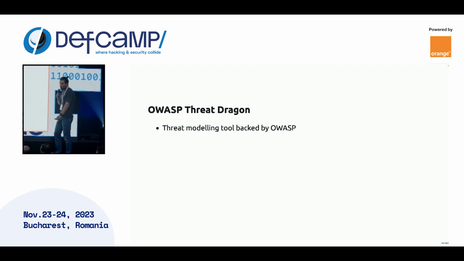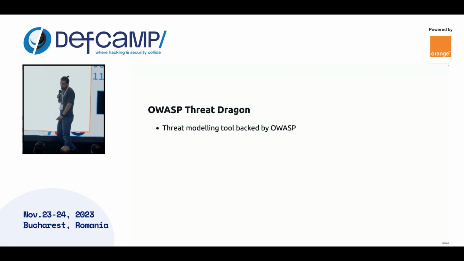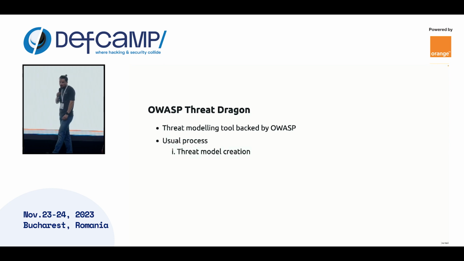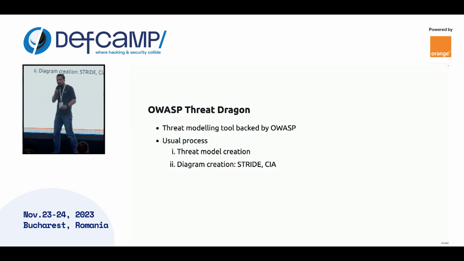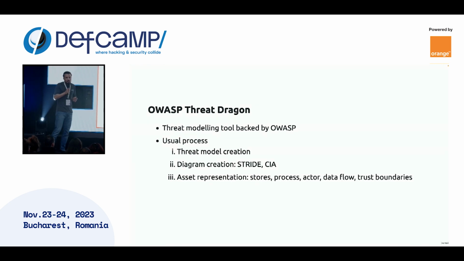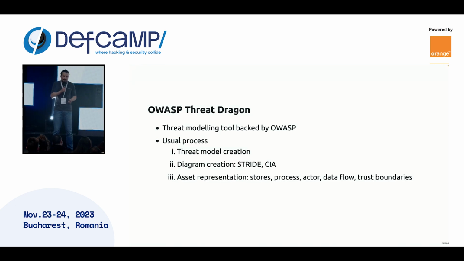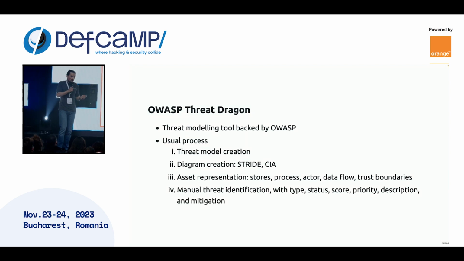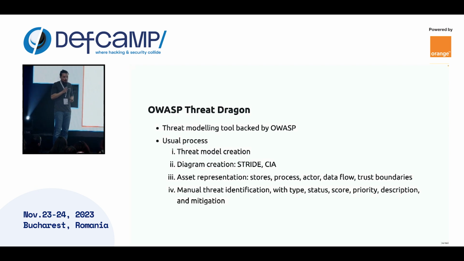So as already mentioned, OWASP Threat Dragon is a threat modeling tool. It's backed by OWASP. And the usual process is the following. You need to create a threat model. You need to create a diagram inside the model using a framework such as STRIDE or CIA.